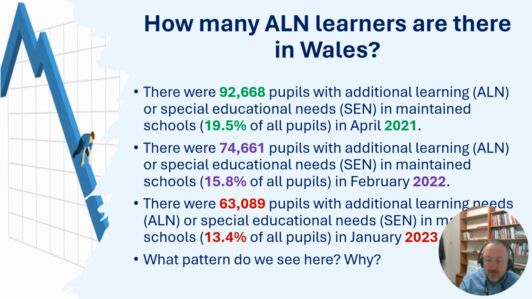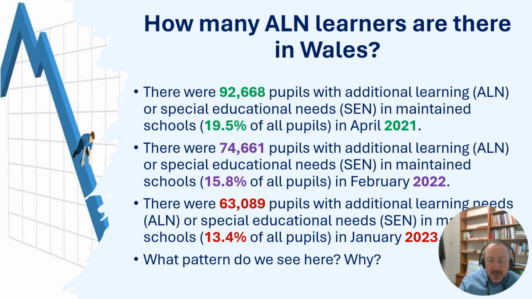So roughly 1 in 5 pupils in schools in Wales at that point in 2021 had an additional or special educational need. When we look at this figure a year later, so roughly 6 months on from the change to the ALN system, we can see that this figure had fallen to 74,661, and the proportion of pupils had dropped to 15.8%. In January 2023, this has dropped again by over 11,000 pupils to 63,089 pupils, which equated to 13.4% of all pupils. So a drop of nearly 19,500 pupils over that 2-year period.